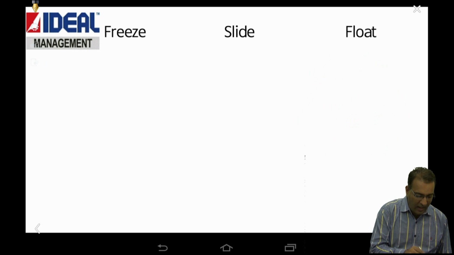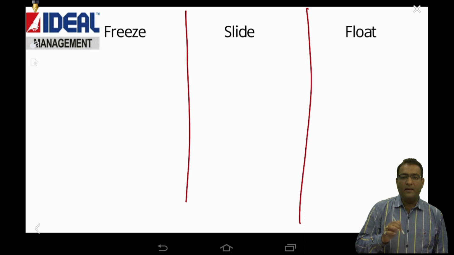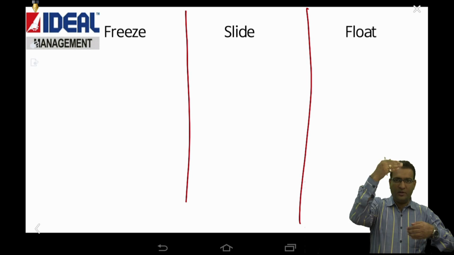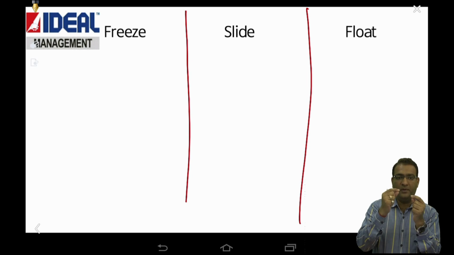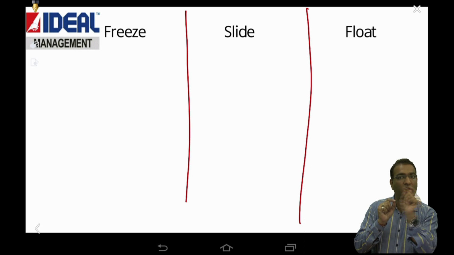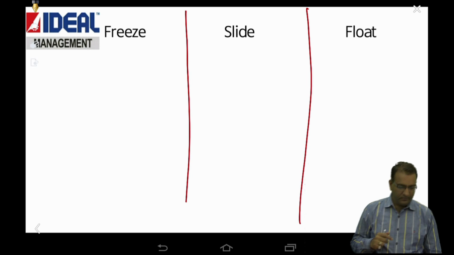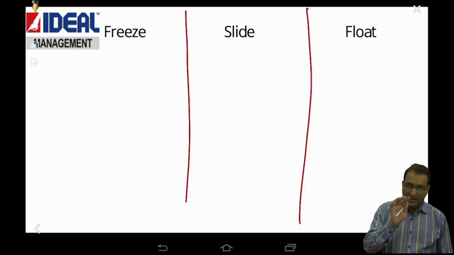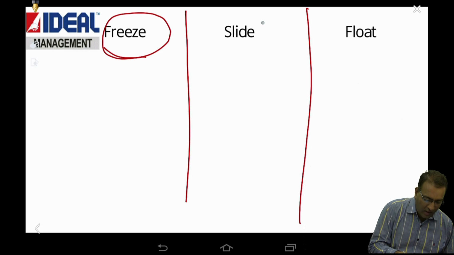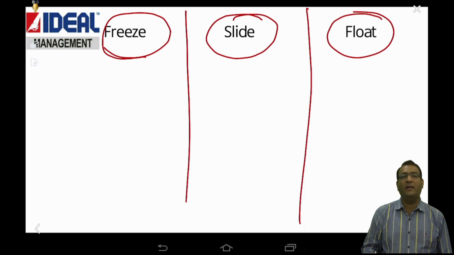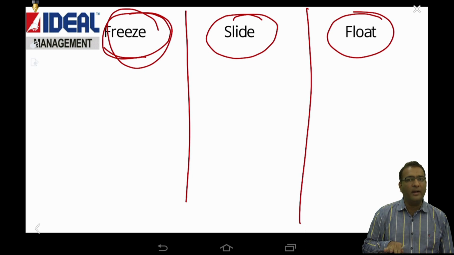Now let us understand how this happens, how freeze, slide and float are going to work. Once cap round 1 starts, you will fill in all those 300 options, and as we have already discussed, the system will pick up each student individually and will allot the college based on their ranking. Once you get a college, you have to log in and select one of the options. Are you going to freeze this college? Freeze means are you going to take admission in this college and finish the matter off?